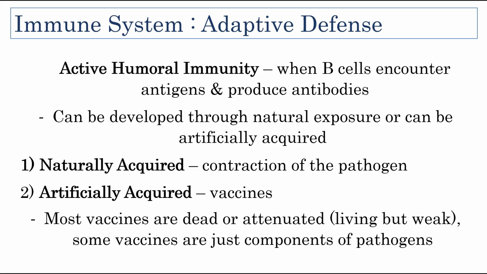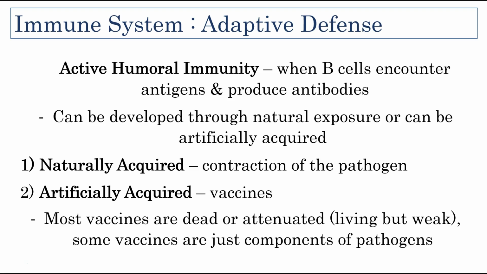In active humoral immunity, we can have this naturally or artificially. This is just how we develop those antibodies. We need B cells to encounter an antigen somehow. Natural exposure is where you actually get the sickness of some sort, the viral infection, the bacterial infection. Your body fights it off, and then you have those antibodies from it.